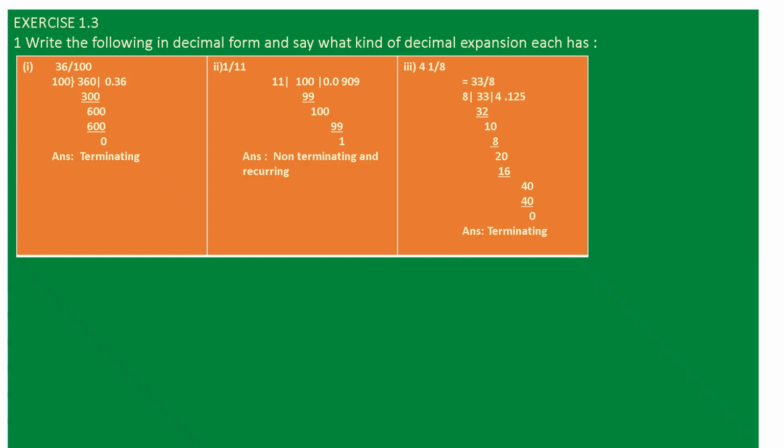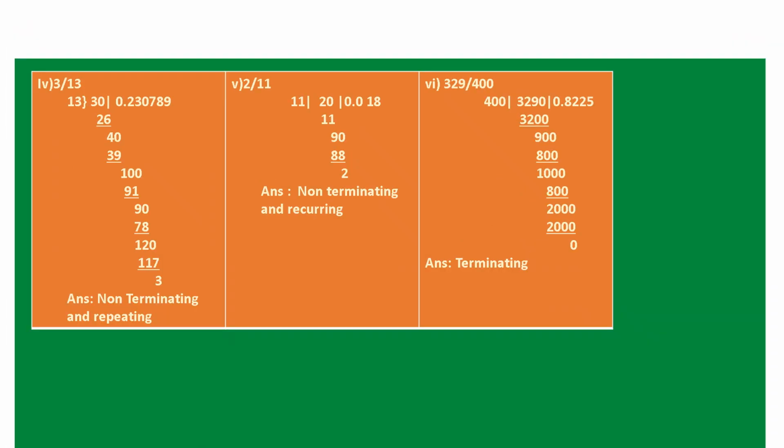If you look into the pattern of the quotient, there is a certain set of digits which is always getting repeated. The next sum is number 4, 1 by 8. It is a case of terminating because the remainder becomes 0. 3 by 13 is an example of non-terminating and repeating if you look into its quotient. 2 by 11 is also a case of non-terminating and recurring.